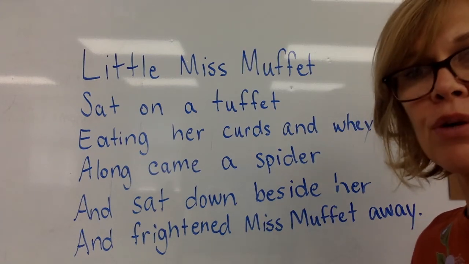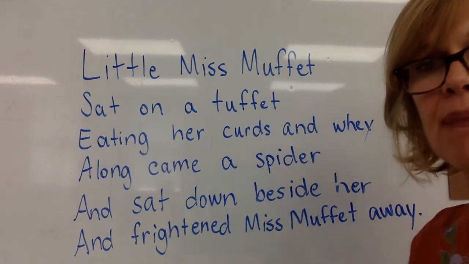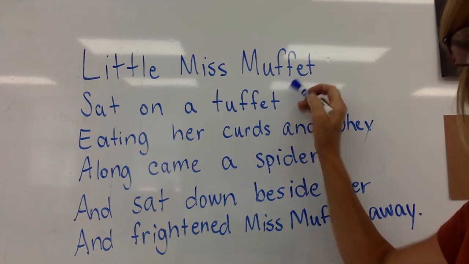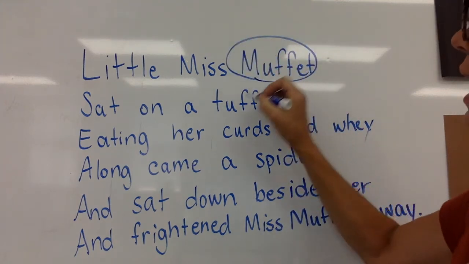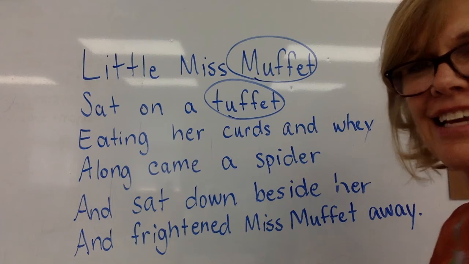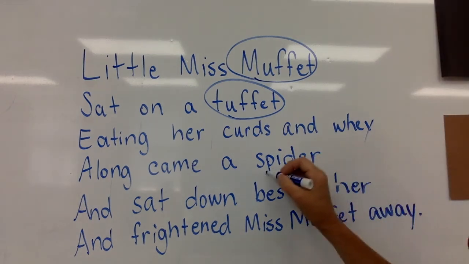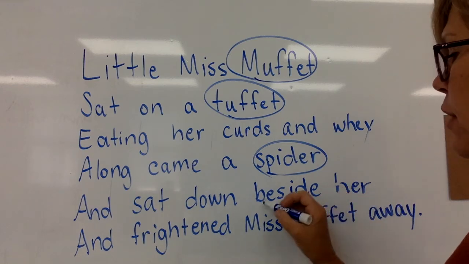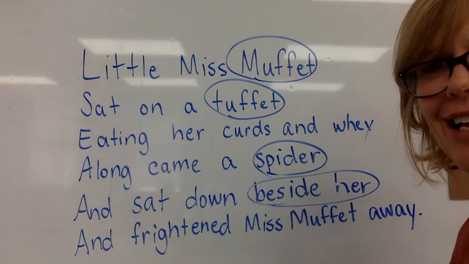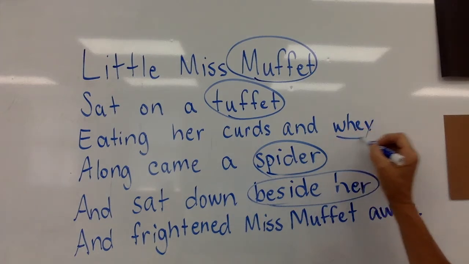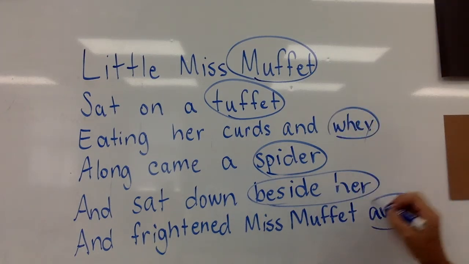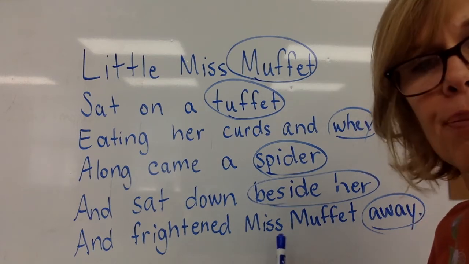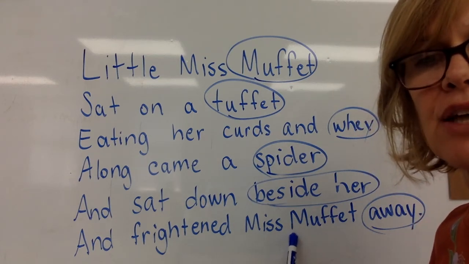Remember when we do the rhyming words? When I say two words and they rhyme? Let's circle the words that rhyme. Muffet and tuffet. Spider, and then there's two words that rhyme with spider, beside her, and way and away.